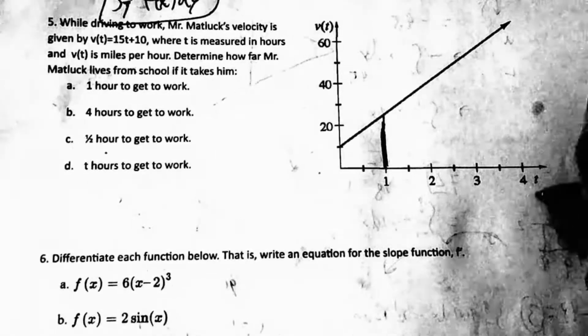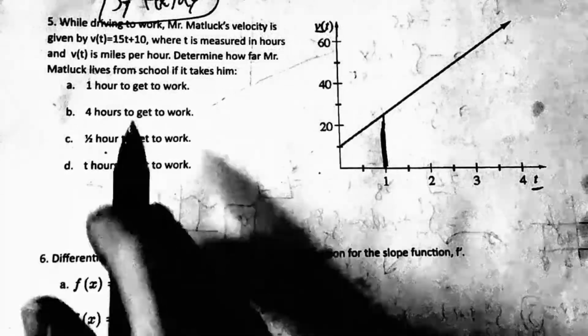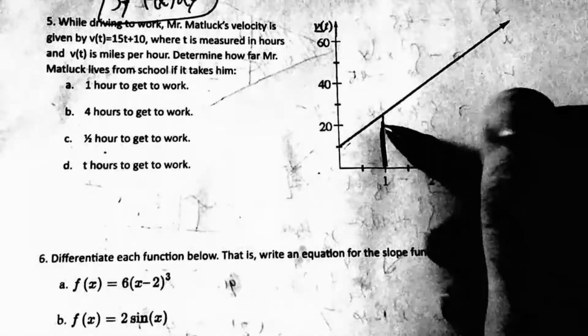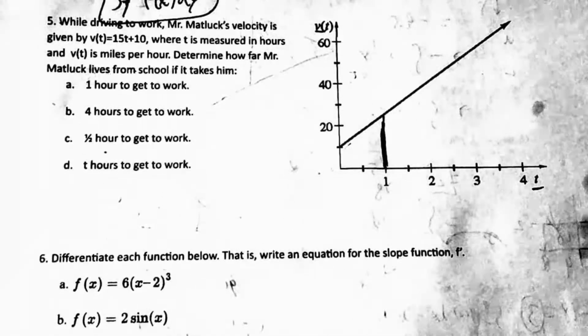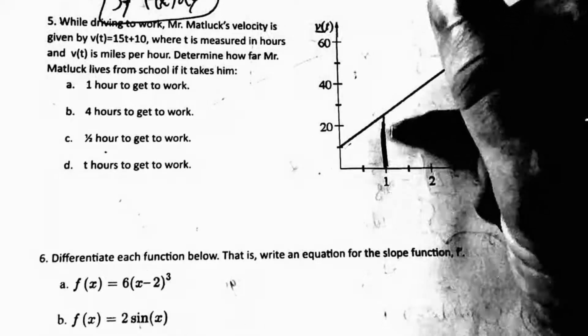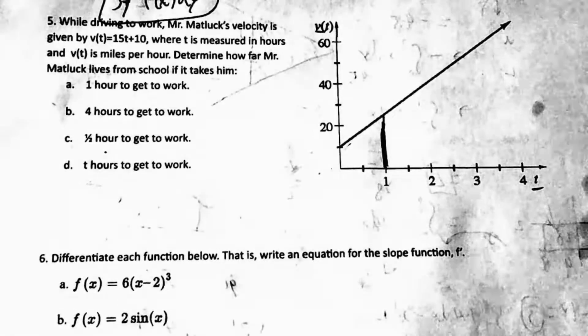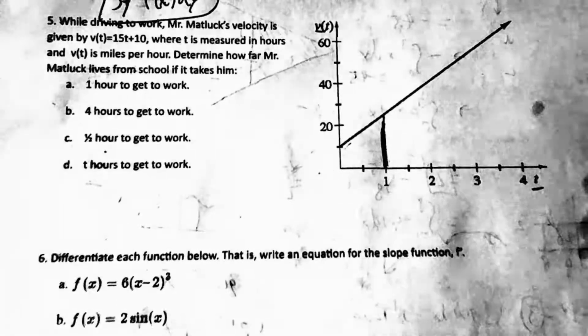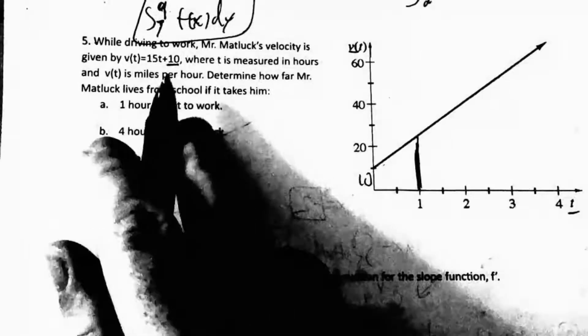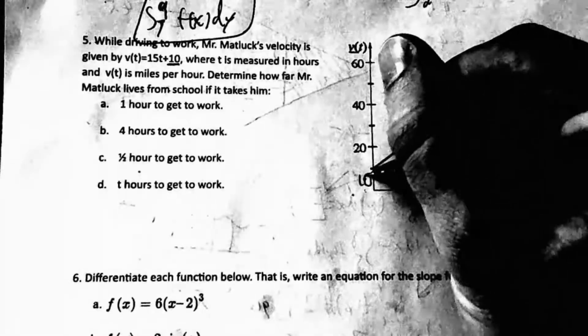At the bottom, we can start with t, and this is velocity. To find distance, we want the area under the curve at different values. So the first one is at 1 hour, and we can use the trapezoid rule to do this. We know this is 10. That's given by the y-intercept here. So I know this is 10 right here.